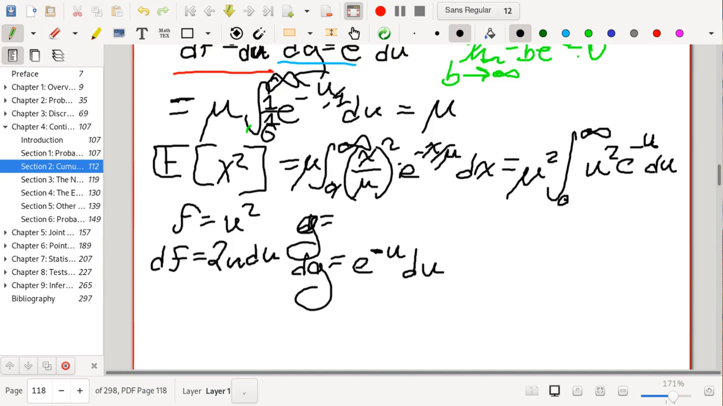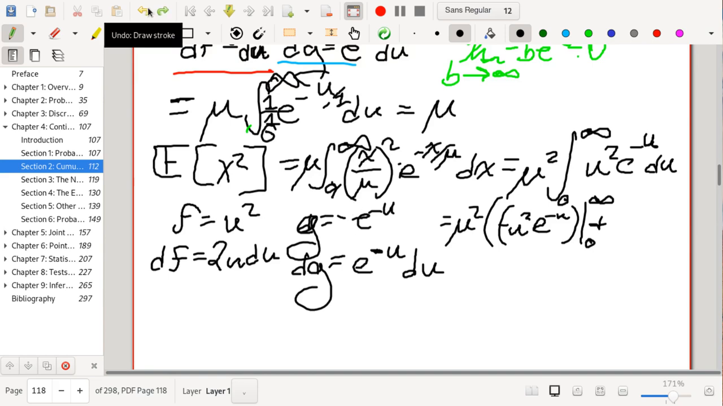So that means that this integral will equal mu squared times negative u squared e^(-u) going from 0 to infinity, and then plus, once again because of the minus here, 2 because of the 2 here, the integral from 0 to infinity of u e^(-u) du.